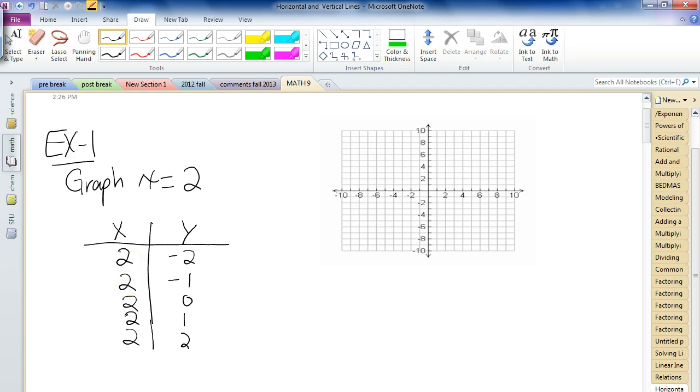Well, how would this look on a graph then? x is 2, y is -2. x is 2, y is -1. x is 2, y is 0. And you can see a pattern developing here. 2, 1. 2, 2. And you draw that as a line.